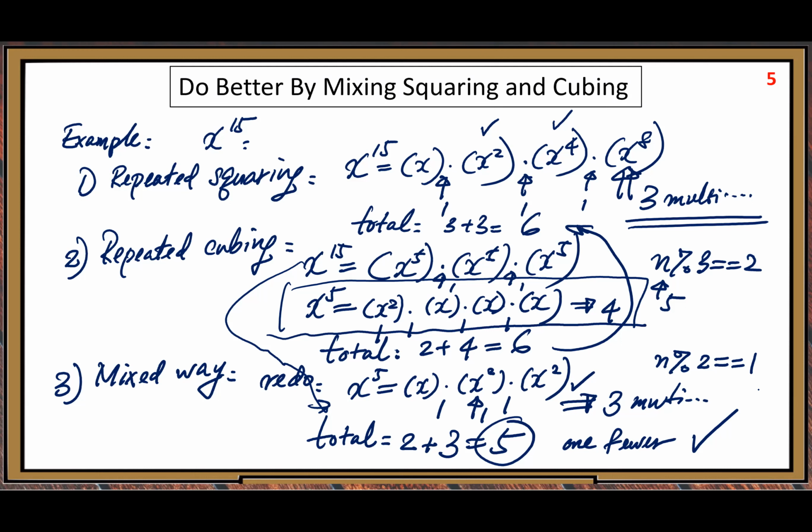Think about it. In general, we need to mix squaring and cubing methods in a smart way. Sometimes this way, sometimes that way. Then you can get the best answer. So these are the 2 smart methods I'd like to introduce to you. Try to understand.